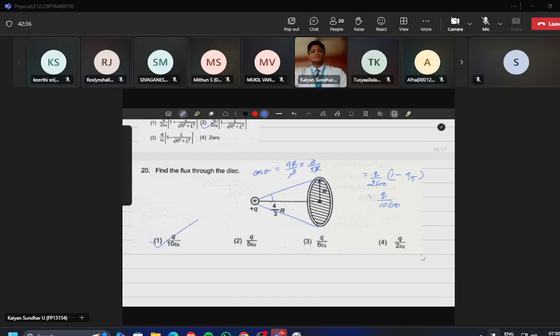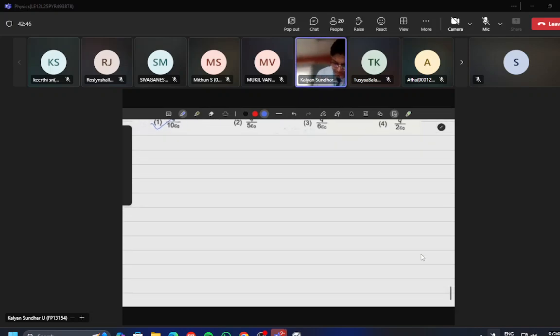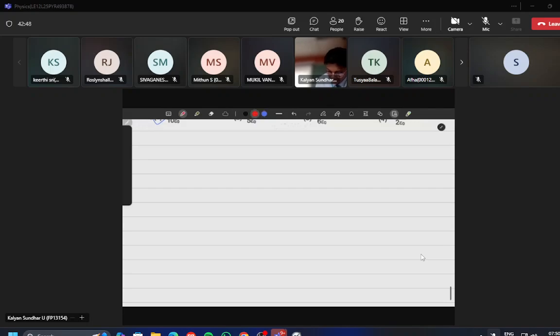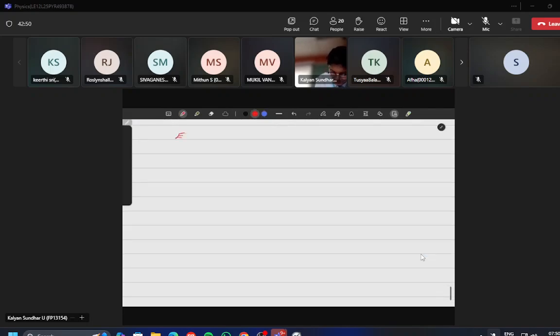Right, sir. So this is all about the flux. So flux through this and flux through the rest of the shapes we have seen. Flux through a cube also we have seen. Now next comes the electric dipole.